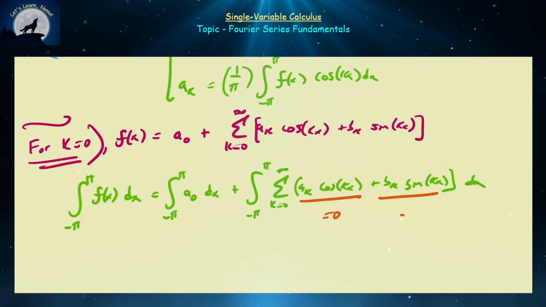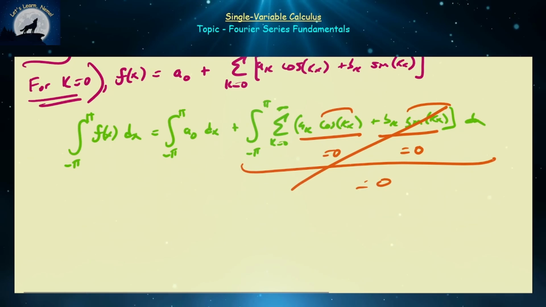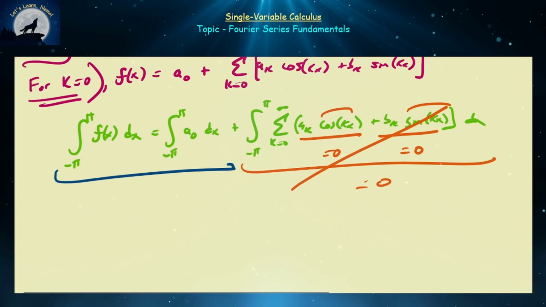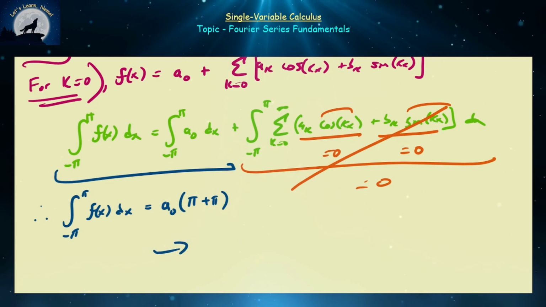Those integrals are equal to 0 because we're going from minus pi to pi of just cosine by itself and sine by itself. Those are those first two identities. So this entire integral is going to be equal to 0 as well, and it just vanishes. We're left with this term right here. The integral from minus pi to pi of f of x dx will just be equal to a0 times pi minus negative pi, which is 2 pi. And then we can just solve this equation for a0.